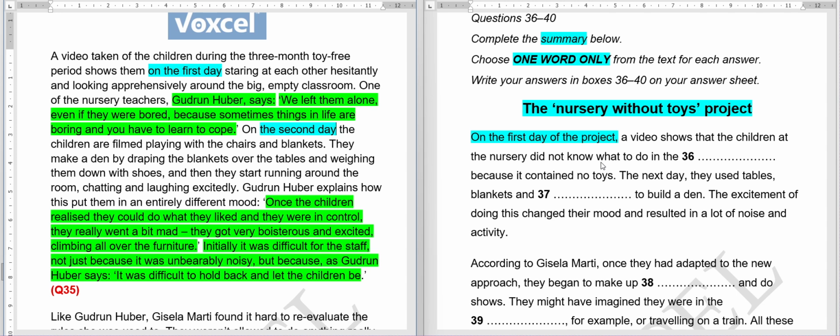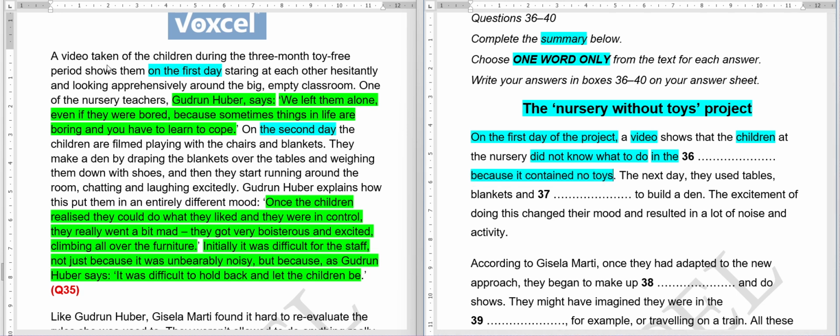I think even without reading, we know what kind of word should be there. So on the first day of the project, there was a video evidence obviously, and that particular evidence shows that children didn't know what to do in the, so they were somewhere, and they didn't know what to do in that particular place because this particular place had no toys.